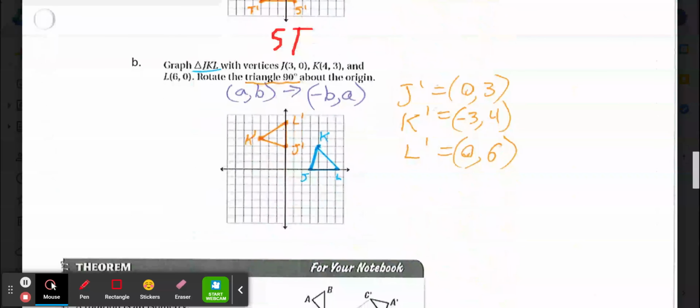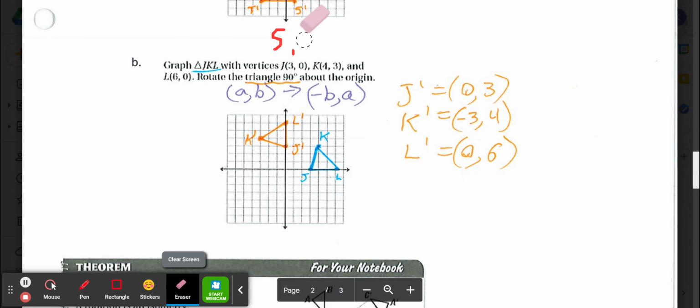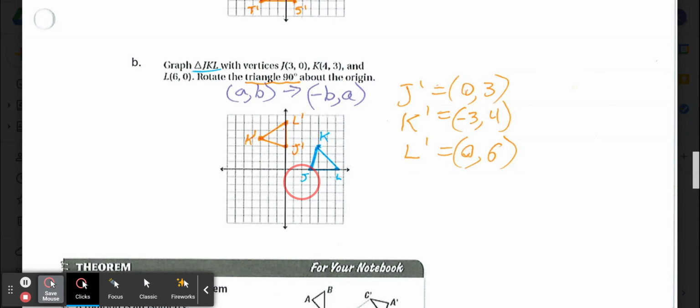Now part B. So in part B, we are graphing triangle JKL. So let's start with that. So graph JKL. J is at 3, 0, K is at 4, 3, and L is at 6, 0. So J over 3, L over 6, and K over 4, up 3. So there's our original triangle.